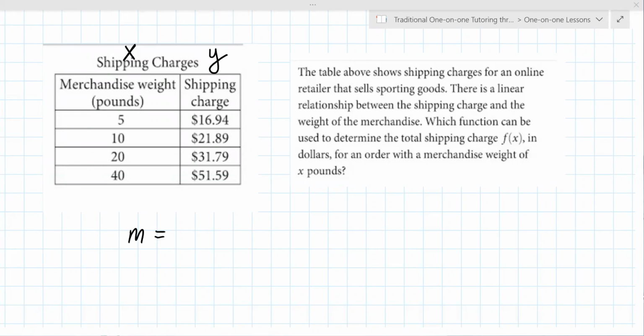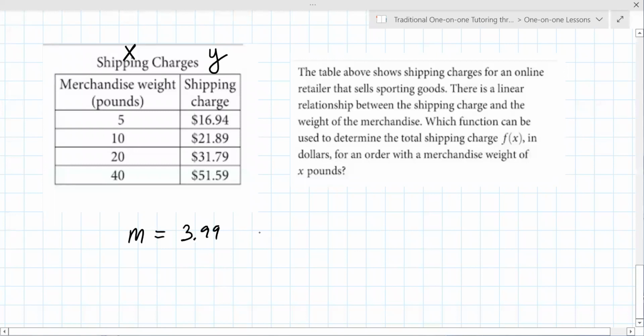3.99 is the slope. Okay, very good. I agree with that. So if you write your equation y equals 3.99x plus b, could you solve for b?